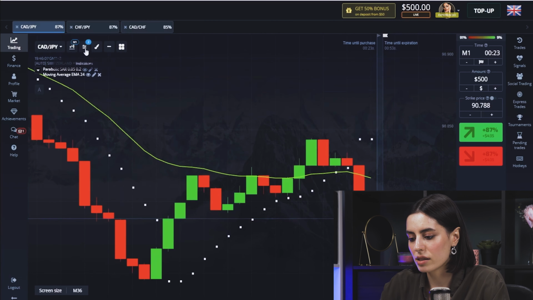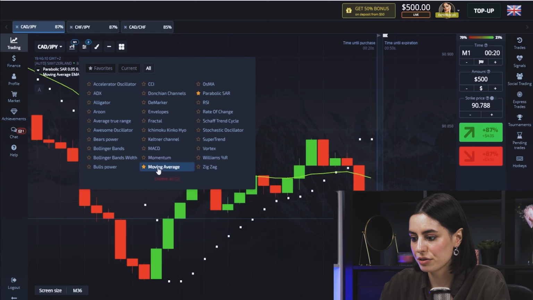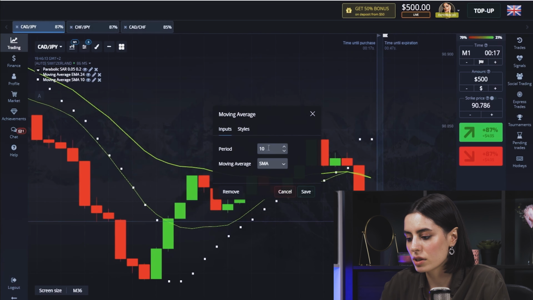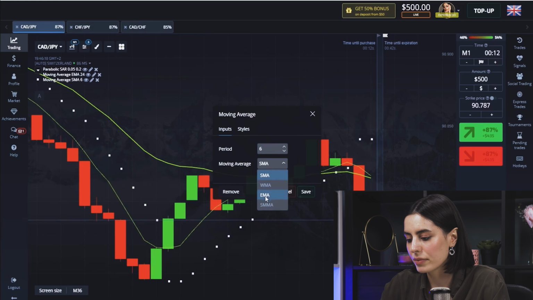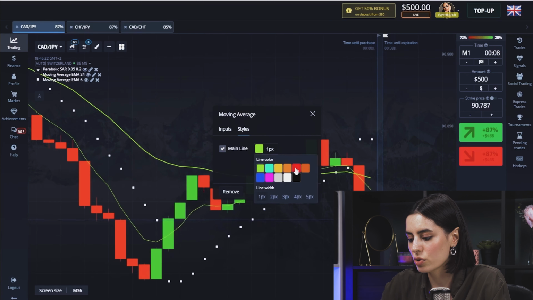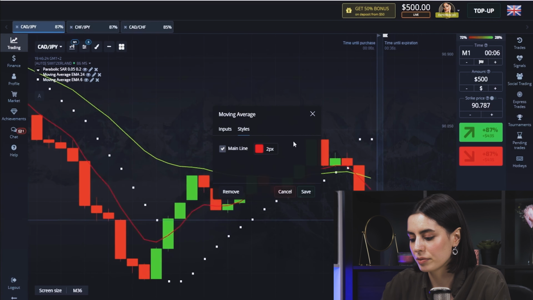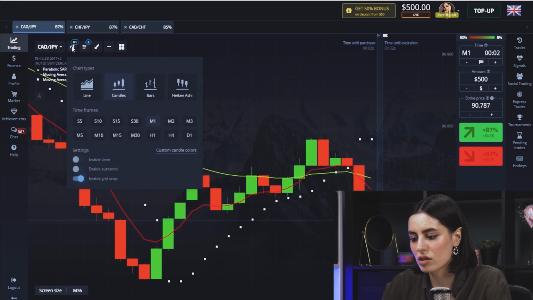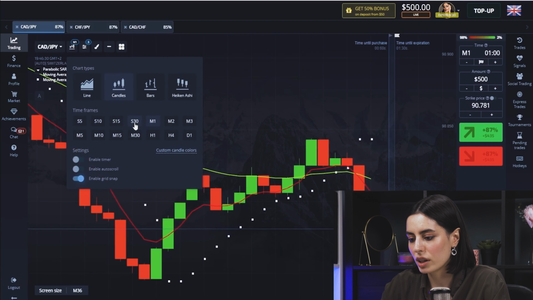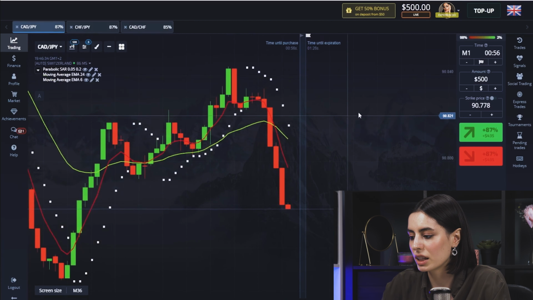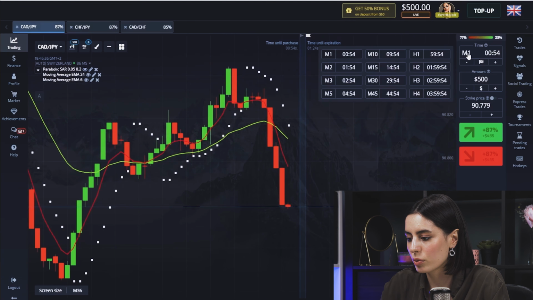And now I set the second moving average, and change the period from 10 to 6. I put the EMA down again. With the styles, we choose the color, let's choose red, thicken the line, and save. So actually here, one of the main factors is definitely to put the candles on the 30 seconds interval and trade at 1 minute. Yes, we choose here 1 minute.